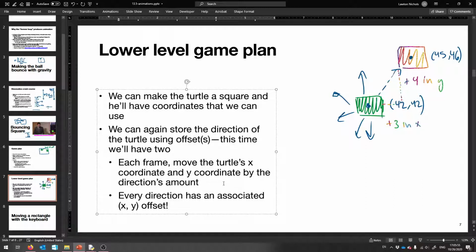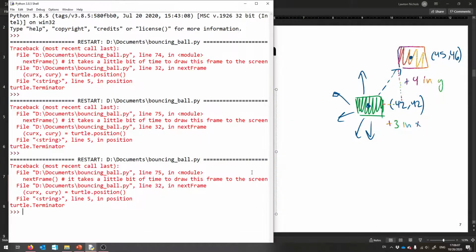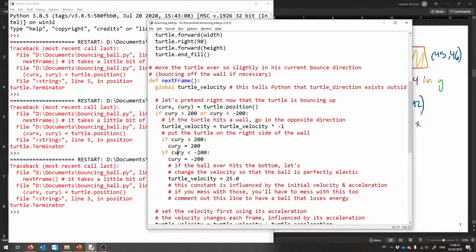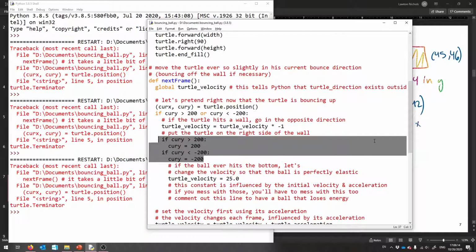So the turtle can move in any direction, and that's exactly what we want. Okay? So, how will we bounce now is the main question. And if you remember how we did it in this program, it's going to be very similar. We're going to check if it's tried to break past the wall. Okay?